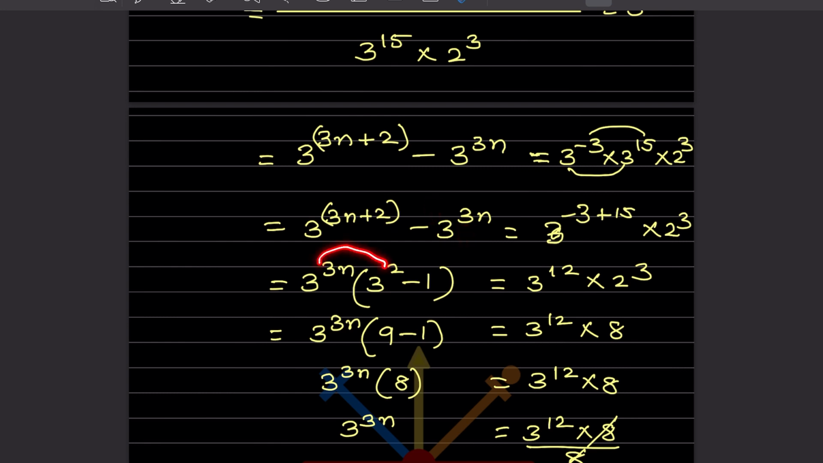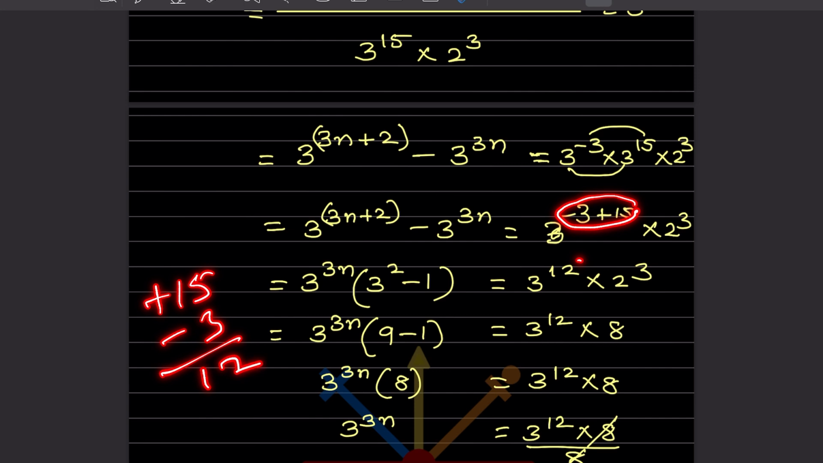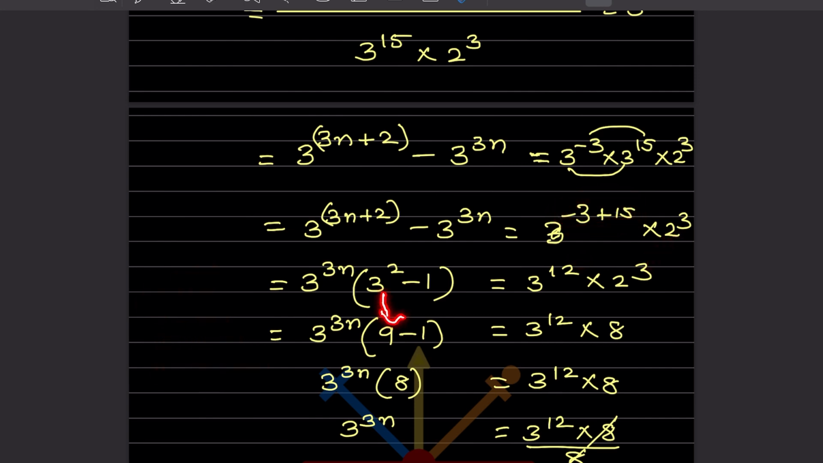See here, when you expand this one, you get the same as this one. Hope you got this. This minus 1 is very important because you took common over here, so what remains here is 1. Now expand it: 3 raised to this will be 1, and here minus 3 plus 15 will be 12. Now 3 square is going to be 9, and all things else as it is. So 9 minus 1 is 8.